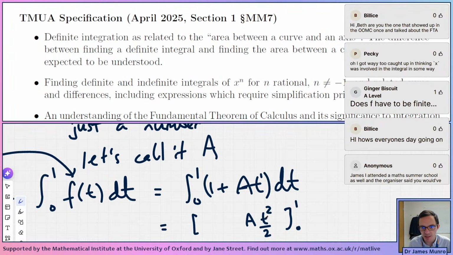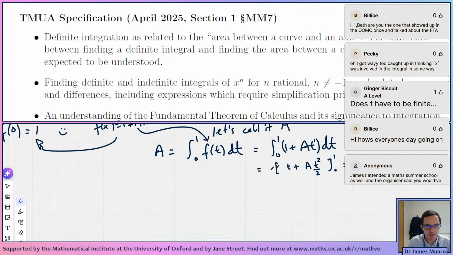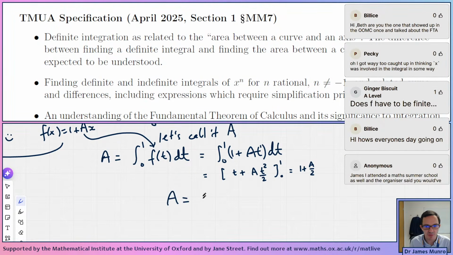It's important that you do not try this with the exponent minus 1, because then adding 1 would give you 0 and you must not divide by 0. Anyway, here's some numbers. So this turns out to be 1 plus a over 2. And so if I remember what was all the way over here on the left, it was a. Then I've now just got an equation. So my maths now reads a is equal to 1 plus a over 2.